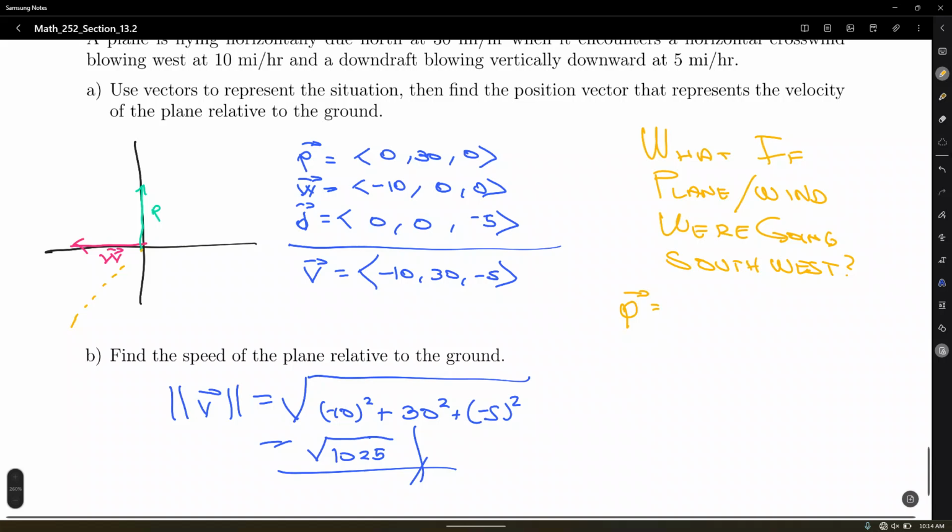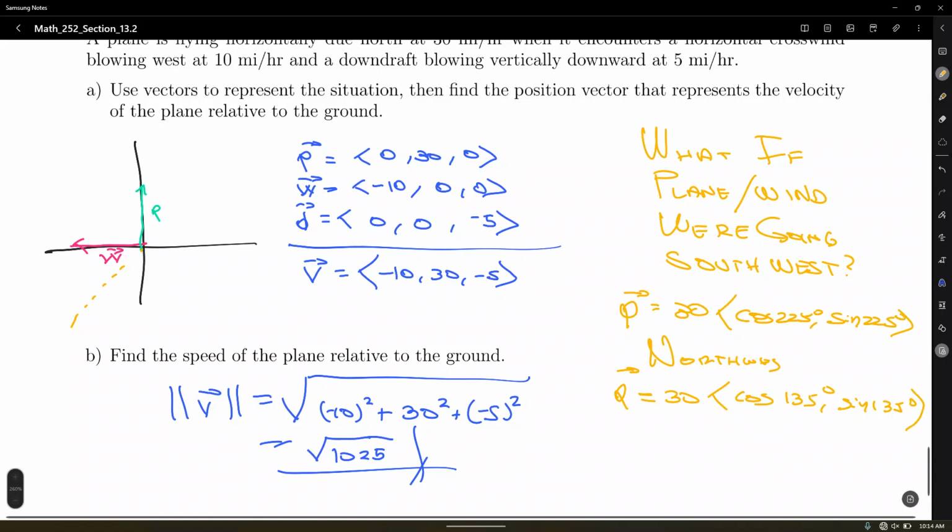225. So I would need the trigonometric representation. 225. Oh wait, no. The magnitude, which is 30. 30 cosine 225, sine 225. What if northwest? 135. 135, right? Same magnitude, P equals 30, but cosine 135, sine 135. Oh, don't forget the degree symbol, right?